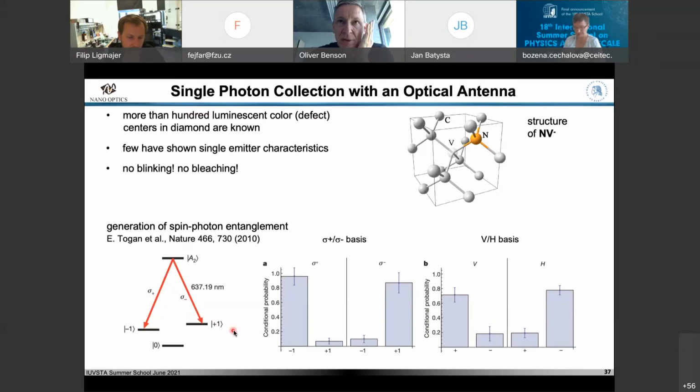And this means you can generate an entangled state of the photon that's emitted, the polarization of the photon, and the internal state of the NV center. And it has been shown that this is possible with NV centers 10 years ago already. So in that sense, it's a nice solid state system where you can generate atom-like object, internal state, and photons.